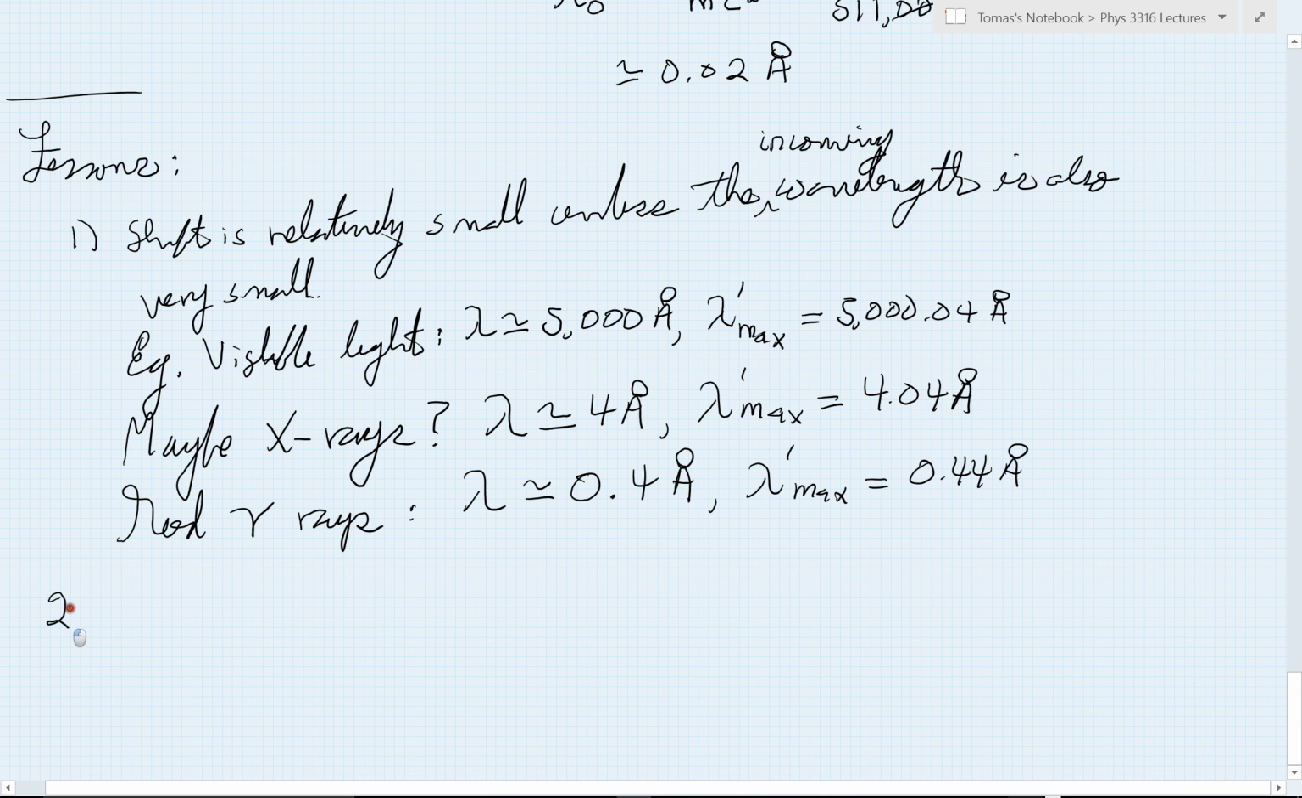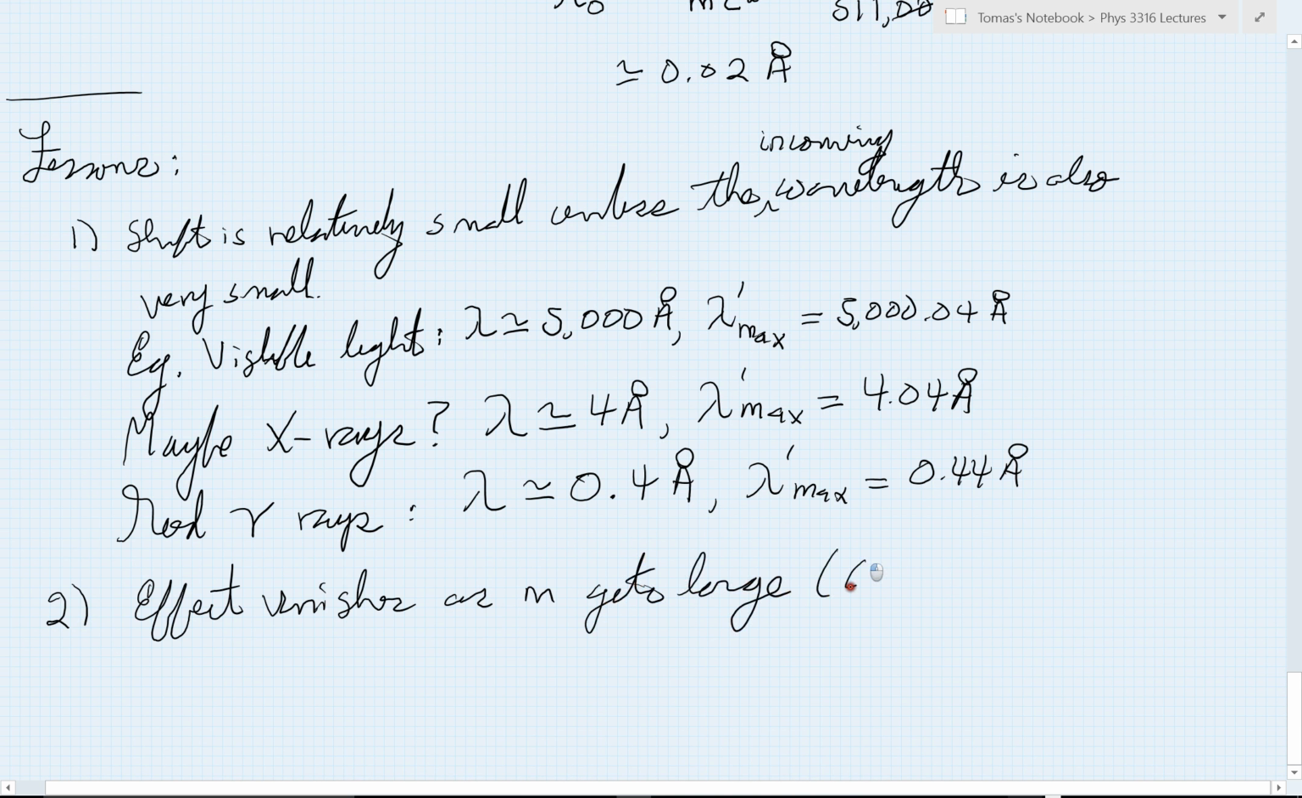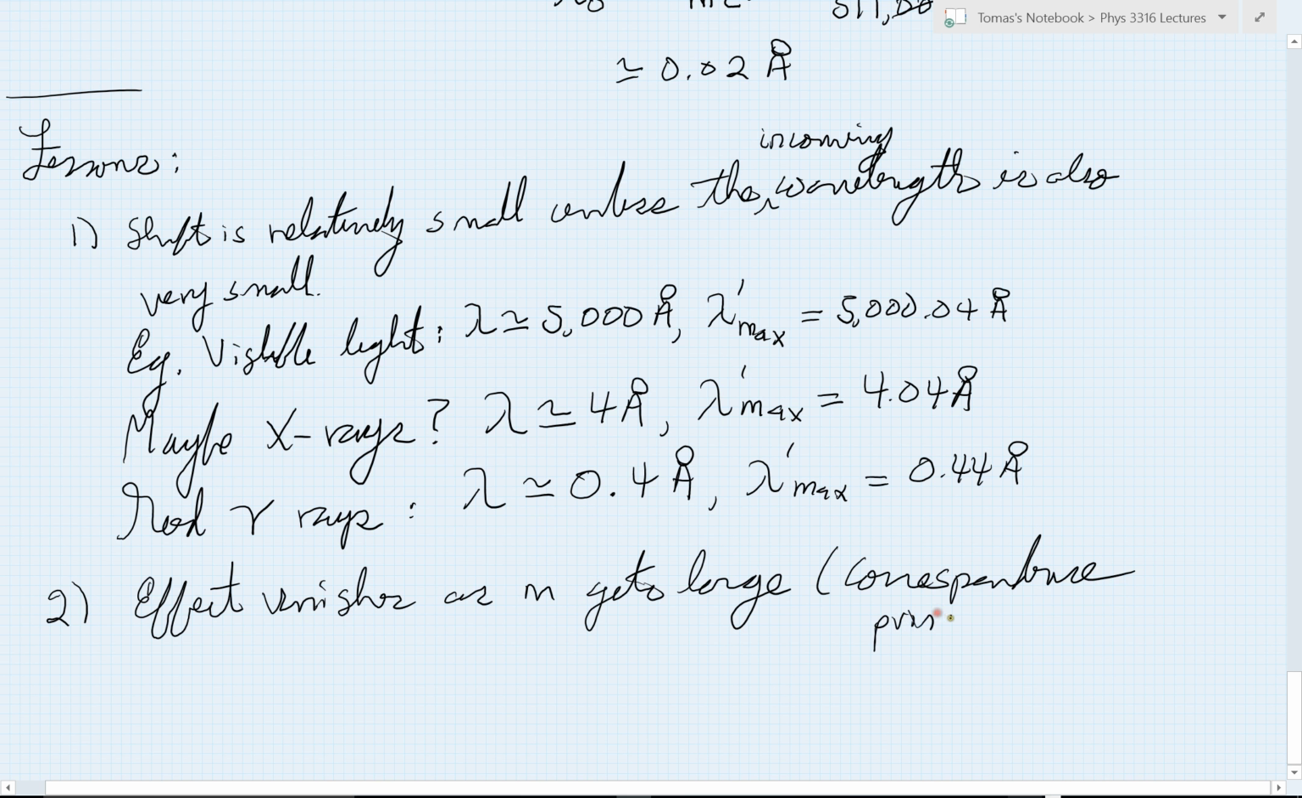The second thing I'd like you to notice is that the effect actually vanishes as m, the mass, I should write lowercase m here, as m gets large, right? And that's very good because that brings us to our correspondence principle, right? Which is in classical physics, as we described, this effect shouldn't be there. We really should have only frequency nu naught coming out in classical physics.